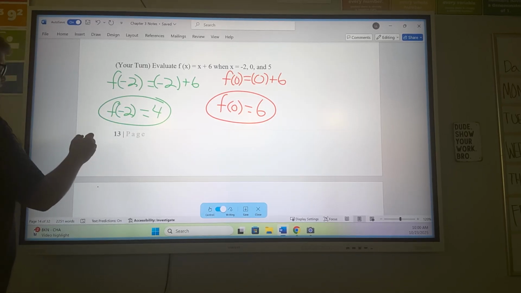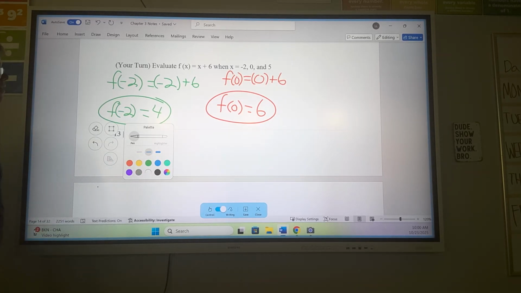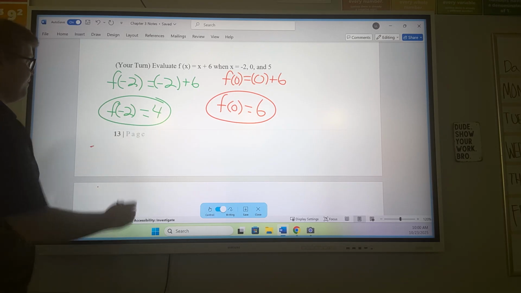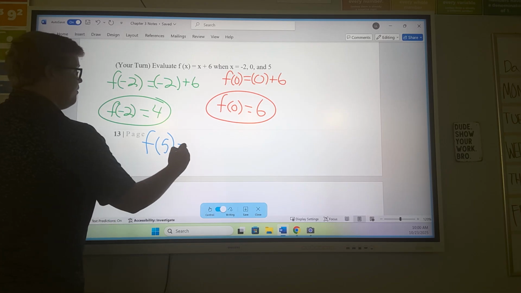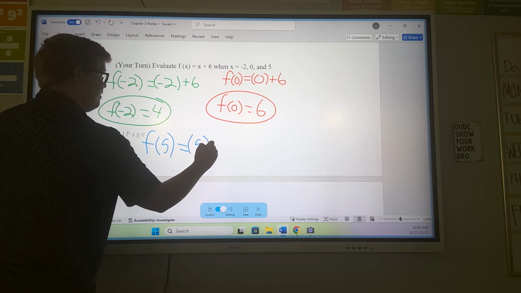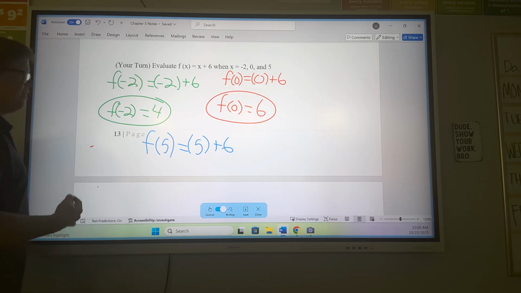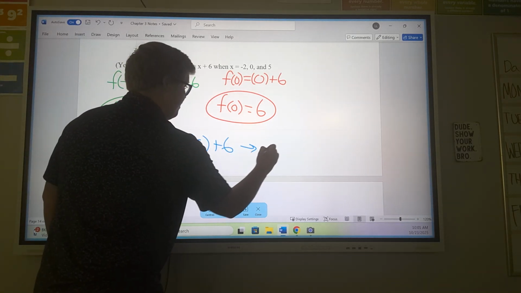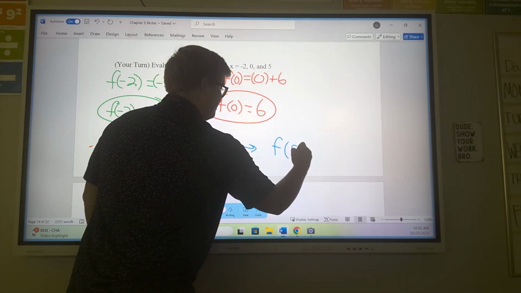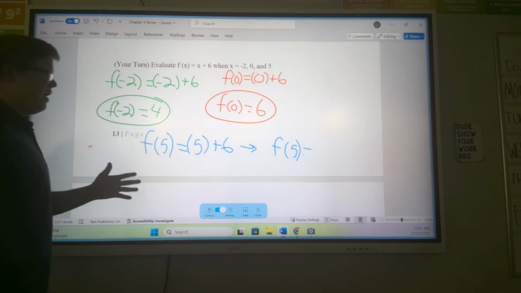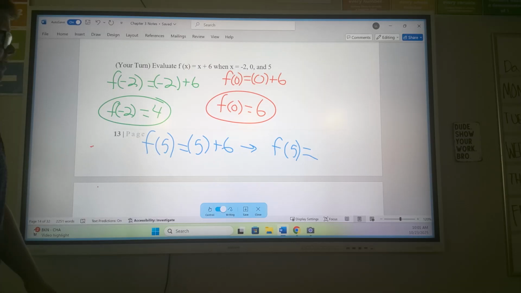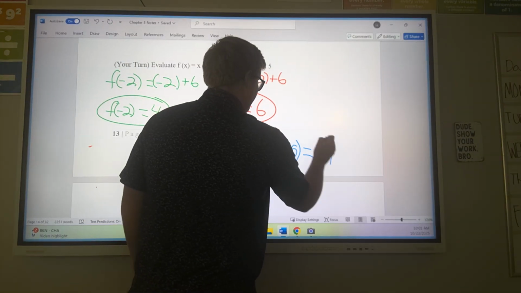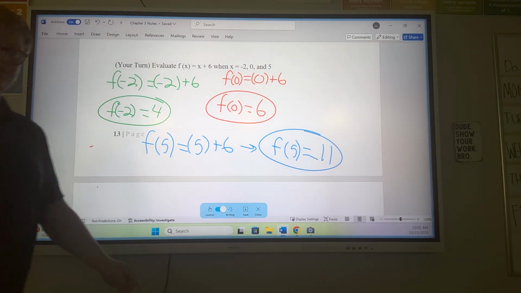Okay, and now we'll do our third one. We're going to plug in 5. So we have f of 5 equals 5 plus 6. So when I plug 5 in for x, I got, what's 5 plus 6? 5 plus 6 is 11. So those are our three answers.